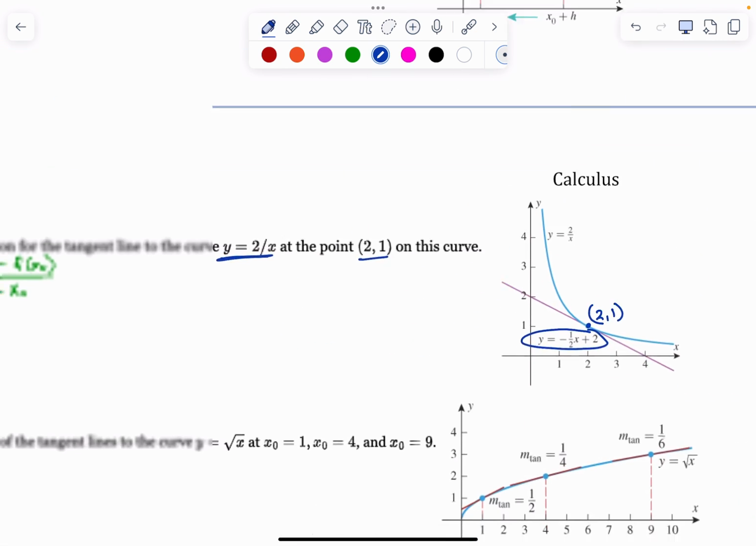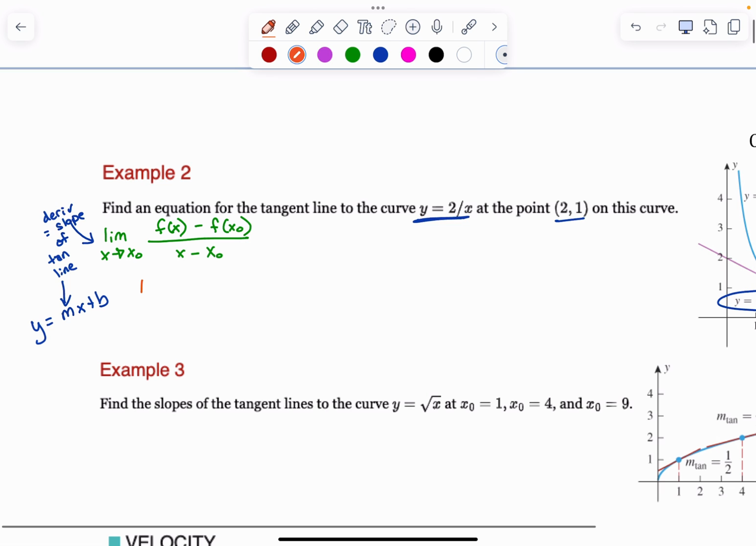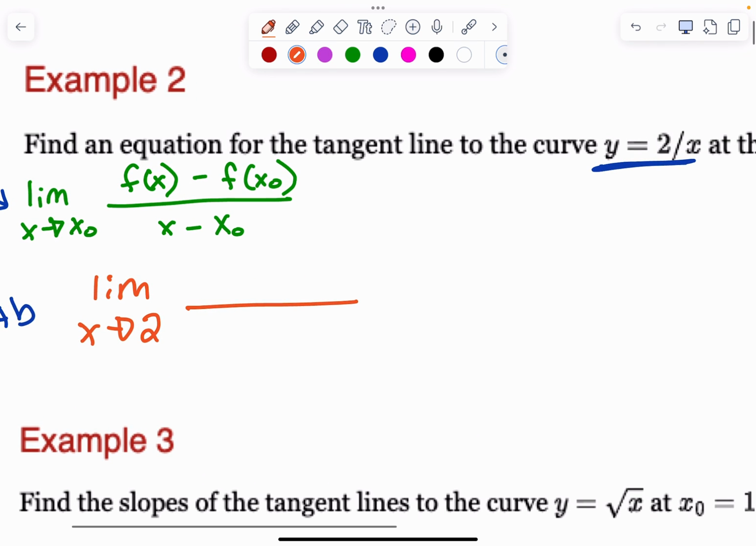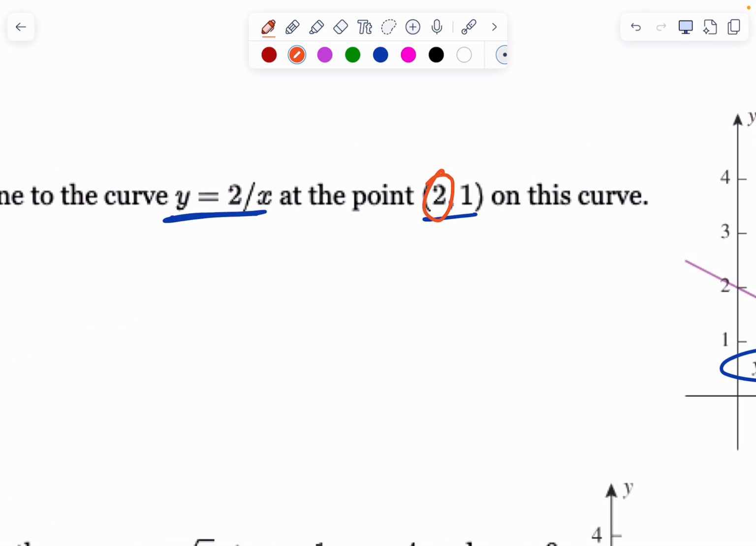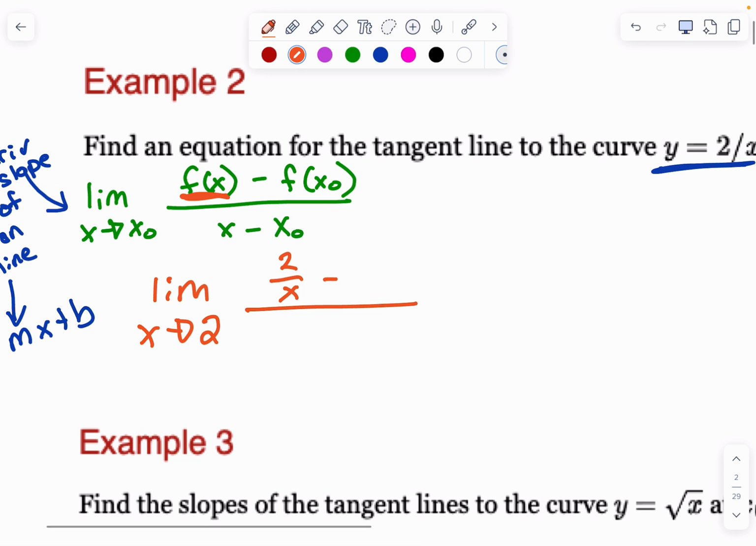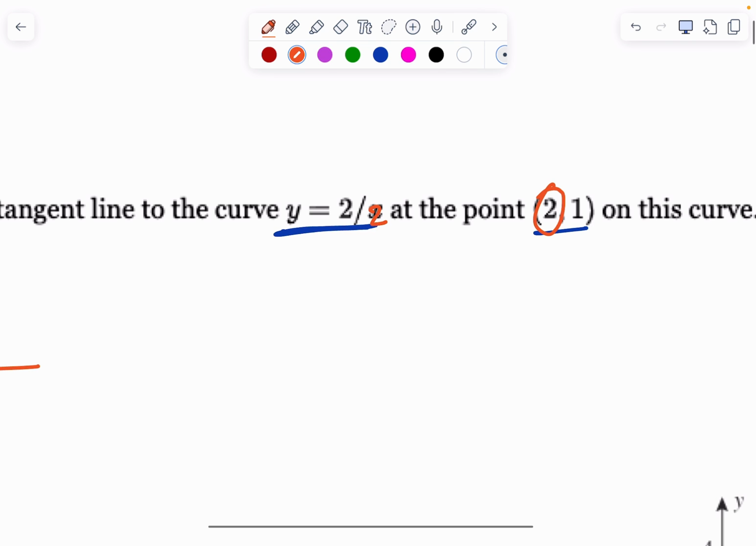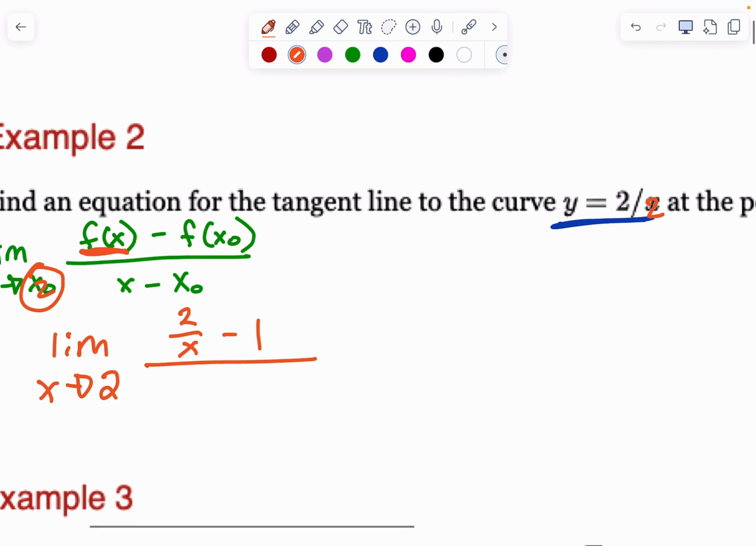So let's fill in our limit formula. We want the limit as x is approaching 2. What are we going to plug in for f of x? 2 over x, because the x coordinate that we're looking at is 2. Minus f of x naught. If I plug my x naught value, which was 2, in here, it will be 1, over x minus 2.